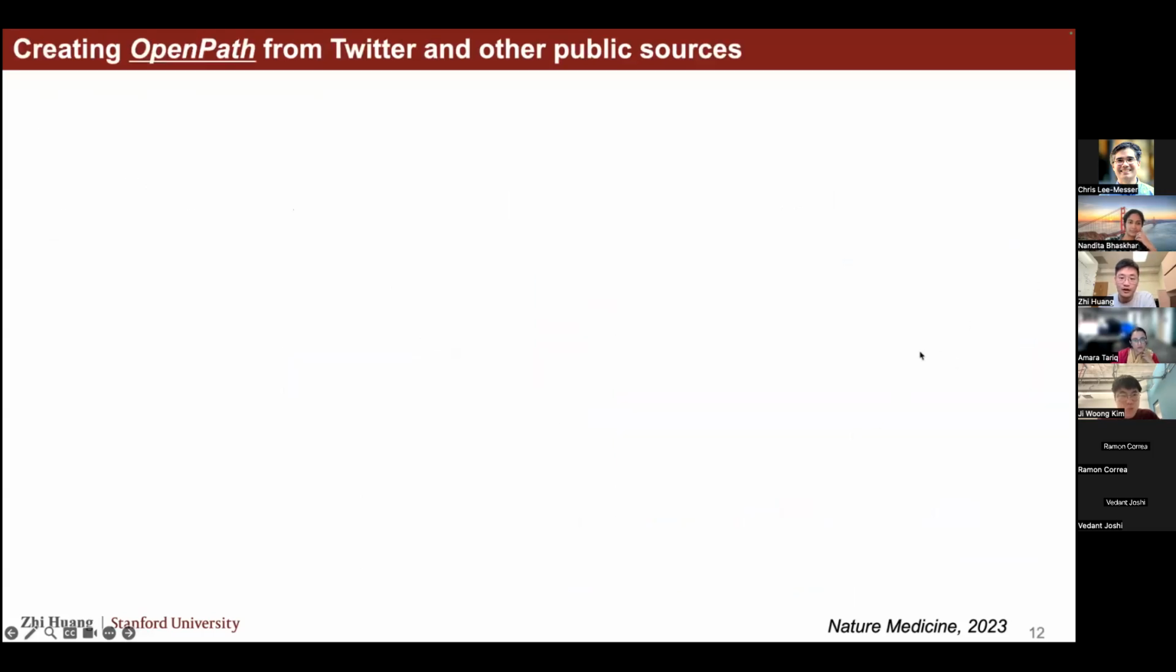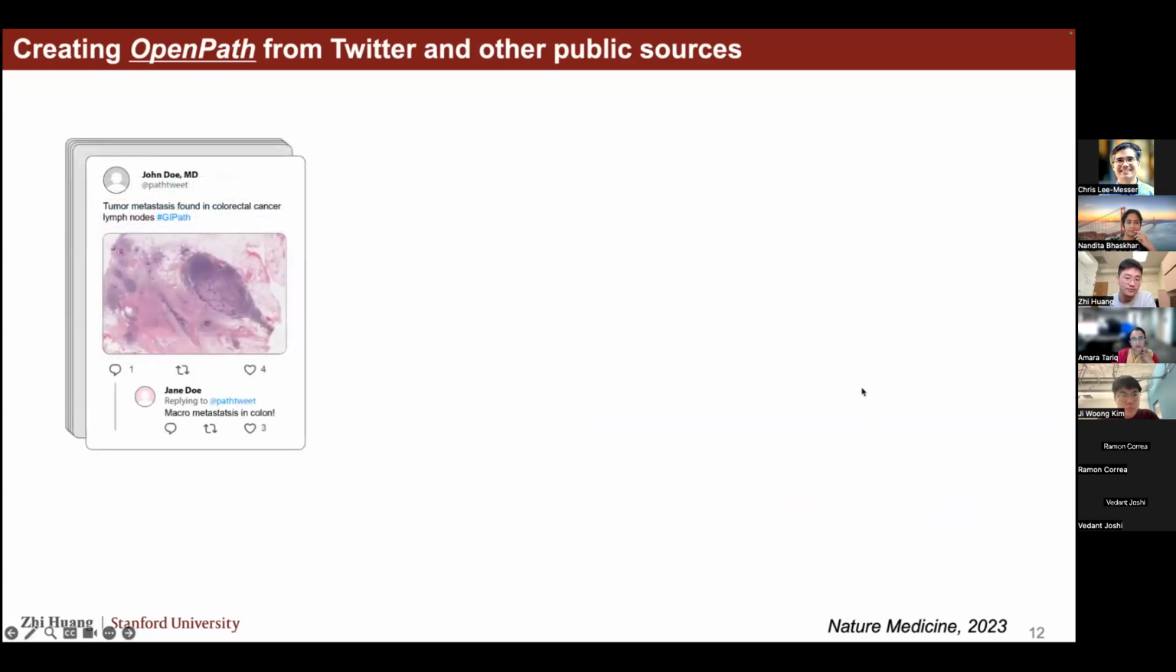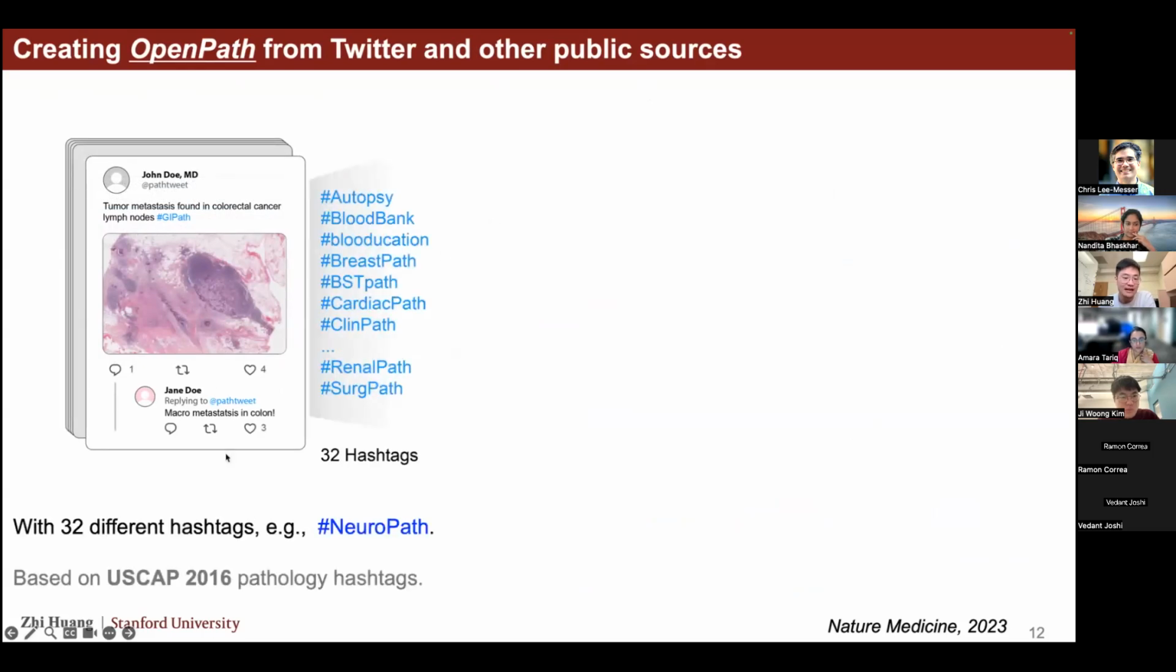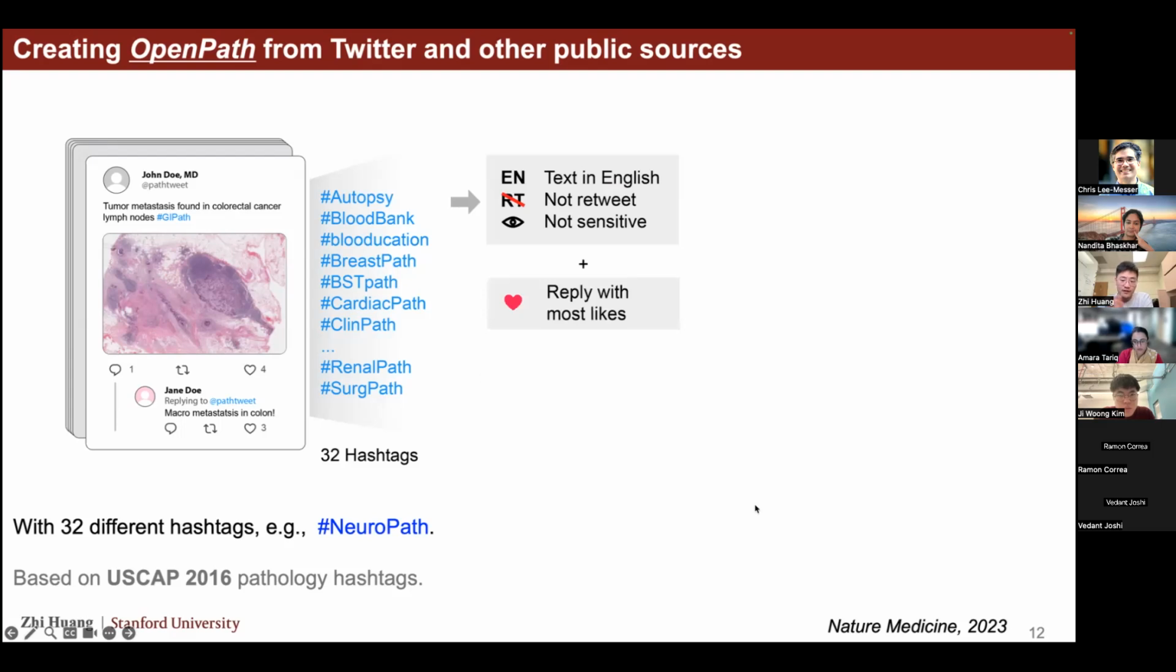In this work, we create the OpenPath dataset from Twitter and other public sources such as LAION, based on the US CAP 32 pathology hashtag guidelines. Those images and text are from 32 different hashtags, or 32 different subspecialties. We then follow stringent cohort inclusion and exclusion criteria, including the removal of non-English tweets, retweets, and sensitive tweets. In addition, since we believe the most liked comments also convey relevant medical knowledge, we also include the top liked replies within the post.